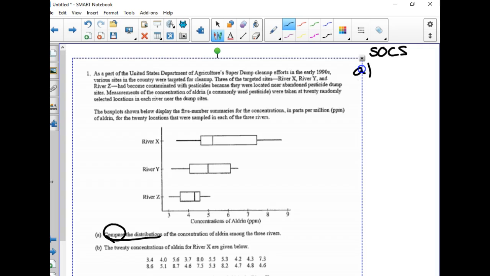And now the big thing is this word compare. The AP readers are going to be looking for comparison words. So they're going to be looking for words like least, greatest, smaller, bigger, words like that. Okay? Questions there? All right, so let's start with the shape. How would you compare the shapes of river X, Y, and Z? Would you say river X is symmetric or skewed? Do you have any questions about that?